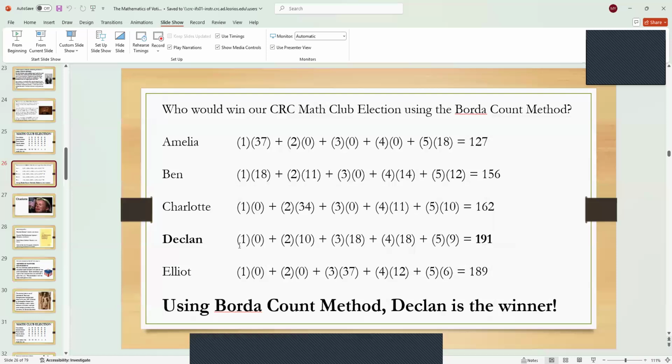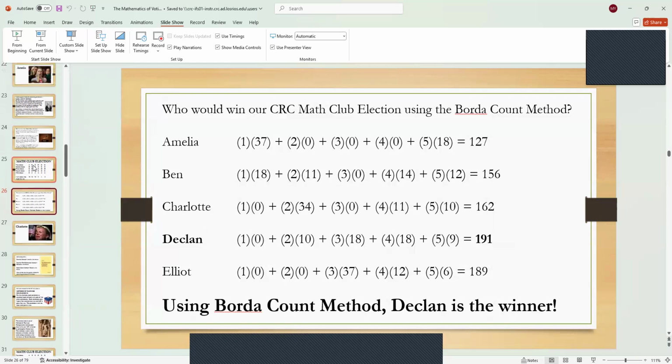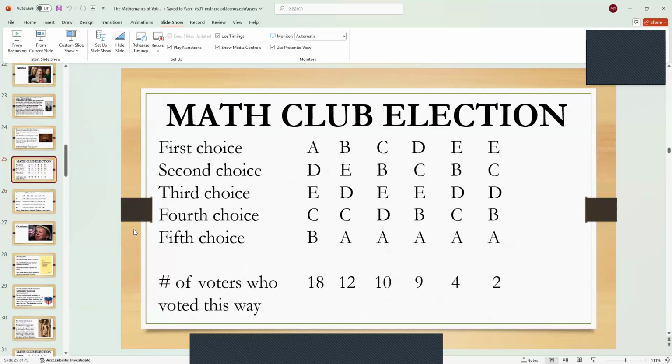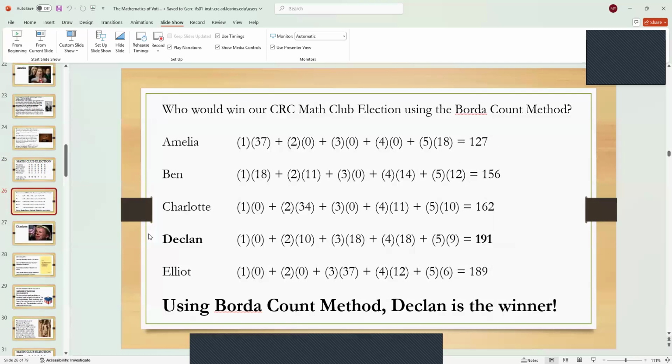So I started over here. It says Declan 1 times 0. What are we talking about there? Remember, 1 point is what you get for a last place vote. I don't see Declan on the bottom row at all. Declan doesn't show up on the bottom row. That's why Declan gets 1 times 0.